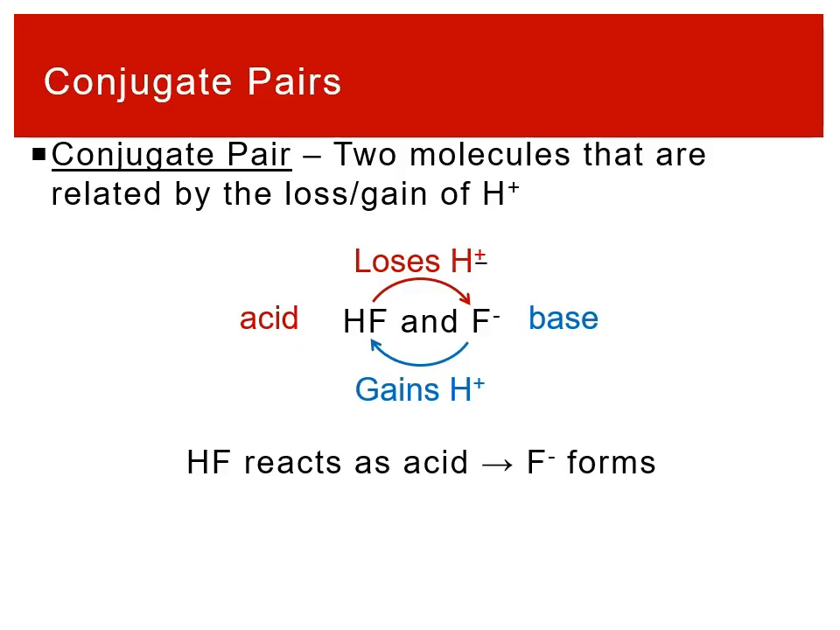Conversely, with that pair, if fluoride behaves as a base, where it would gain an H plus, it would produce HF. That means HF is the conjugate acid of F minus. So we can make these sorts of predictions. If F minus behaves as a base, it would form HF. That's what makes them a conjugate pair.